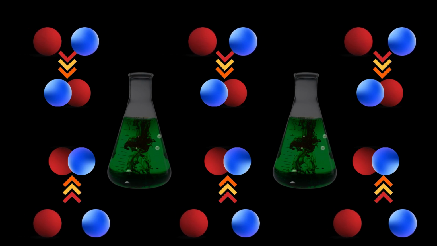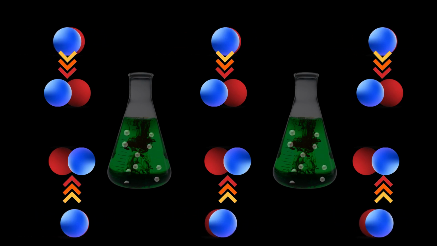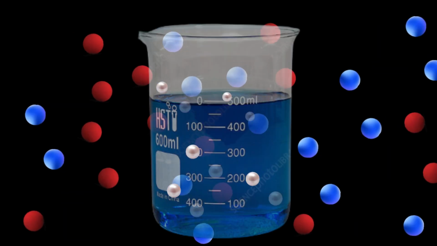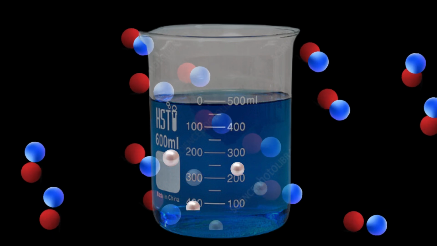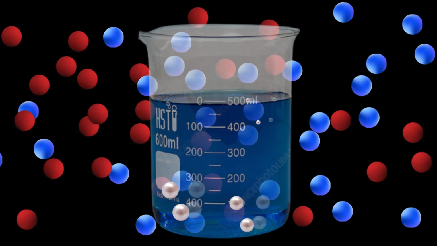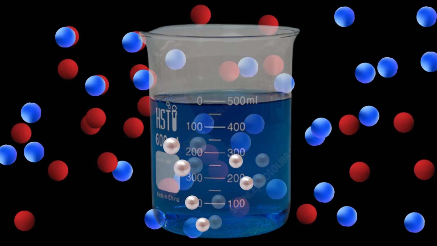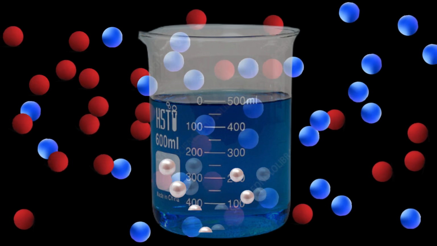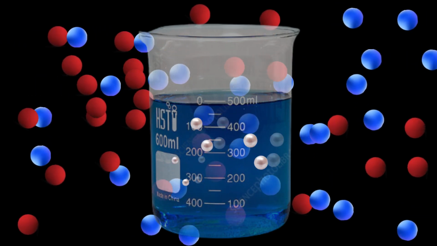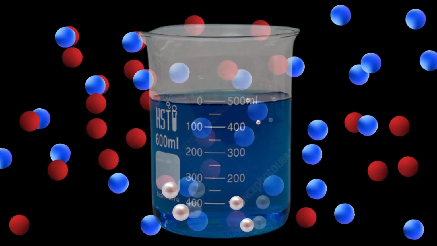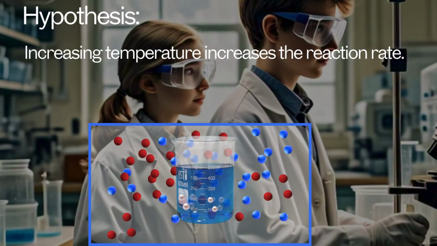A chemical reaction occurs when reactant particles collide with sufficient energy and the correct orientation to break and form new bonds. This required energy is known as the activation energy. When the temperature of the reactants increases, the particles move more rapidly and collide more frequently. More importantly, a greater proportion of collisions will have enough energy to overcome the activation energy barrier, leading to a higher reaction rate. With this understanding, the students formulated the following hypothesis.